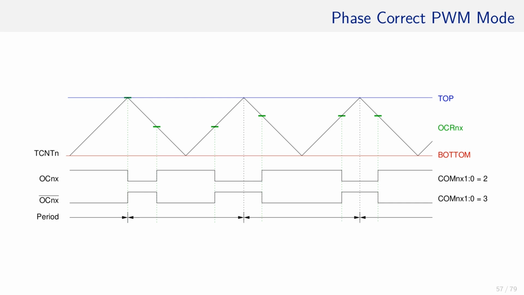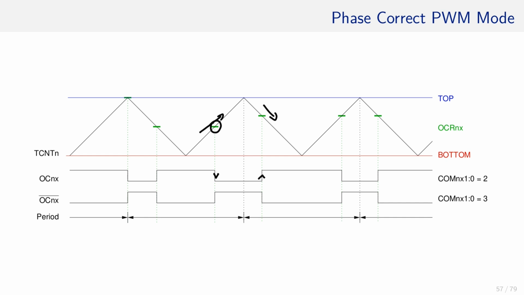If the timer increments and passes through OCRnX, the OC pin is set to 0. On the way down, the OC pin is set to 1 once TCNTn equals OCRnX. Like in the fast PWM mode introduced in the previous session, the waveform is inverted if all COMnX bits are set.